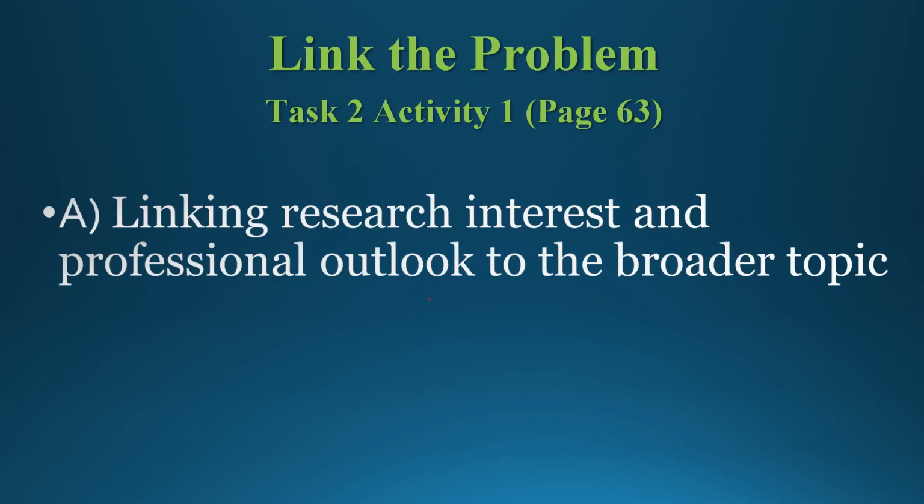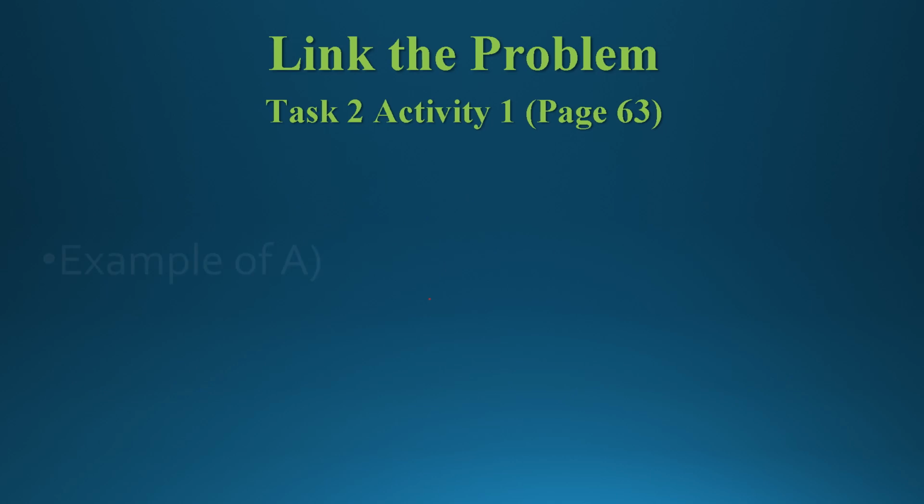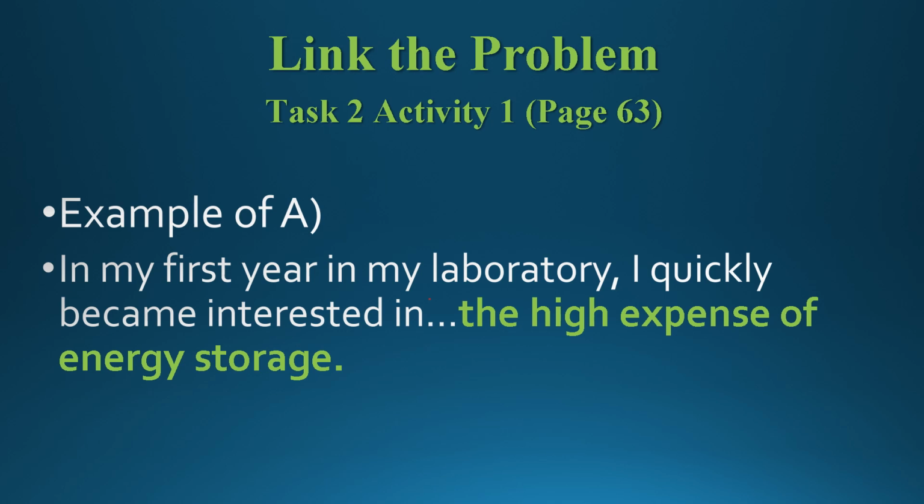So we need to link the problem to some sort of way for the audience to have orientation, right? And then if you look at the textbook, page 63, you'll find that there's an example. We could link the research interest and professional outlook on the broader topic. That's one option. So for example, my interest and energy storage is expensive. An example of A is right here. In my first year in my laboratory, I quickly became interested in the high expense of energy storage.